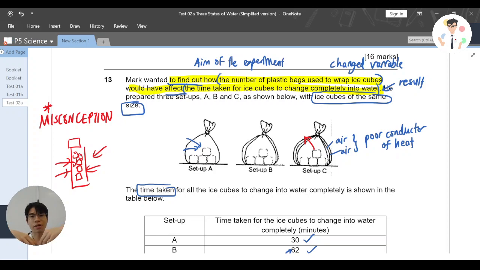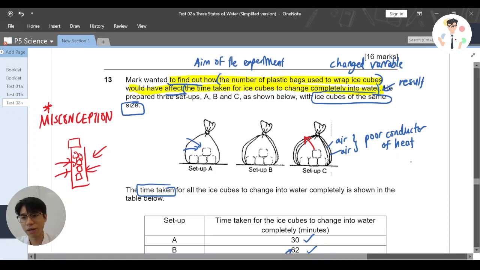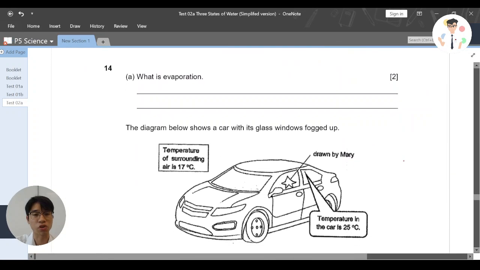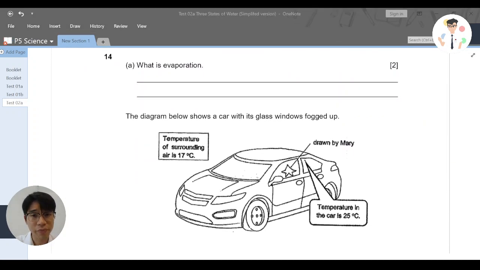Heat cannot go inside, rather than coldness cannot go outside. You get what I mean? Okay, explain it from the perspective of heat. Okay, so that's all for this part, and let's move on to question number 14.